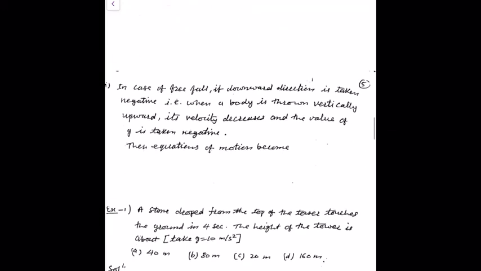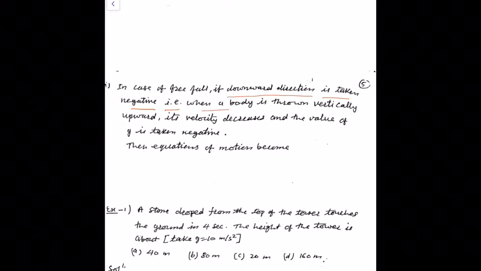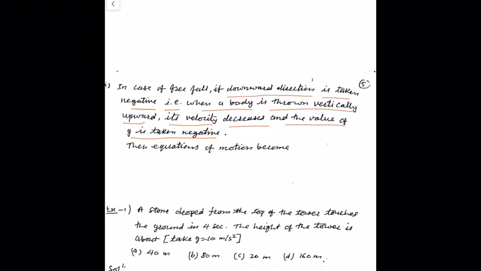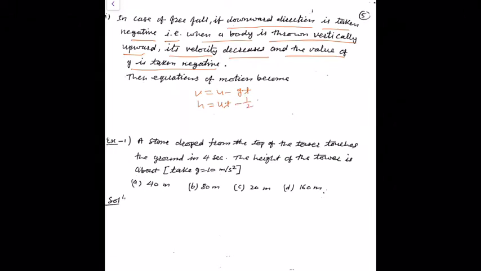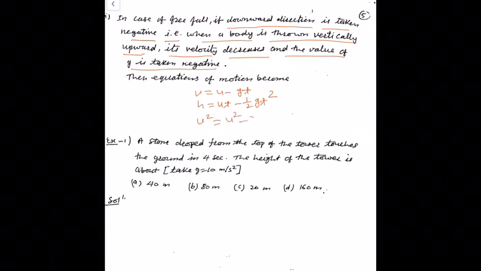Next case, in case of free fall, if downward direction is taken negative, that is, when a body is thrown vertically upward, its velocity decreases and the value of g is taken negative. Then the equation of motion becomes v equal to u minus gt, h equal to ut minus half gt square, v square equal to u square minus 2gh.